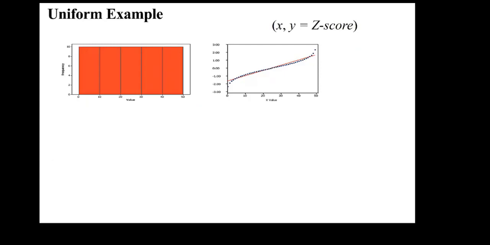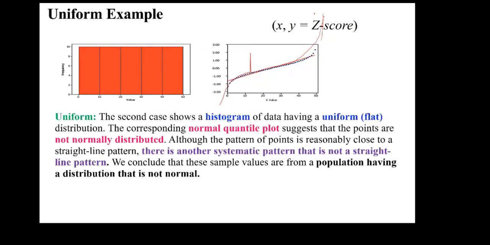Here's another example. It's a uniform example. If we come up with the normal plot, we notice that there is a pattern. By the way, there seems to be a pattern that continues here, something like that. But it's definitely not linear. Uniform. The second case shows a histogram of data having a uniform flat distribution. The corresponding normal quantile plot shows that the points are not normally distributed. Although the pattern of points is reasonably close to a straight line pattern, there is another systematic pattern that is not a straight line pattern. We can conclude that these sample values are from a population having a distribution that is not normal.